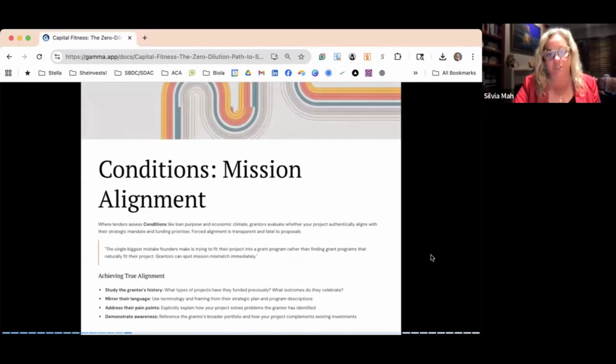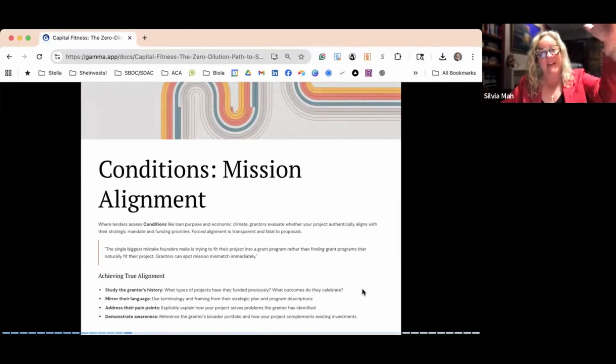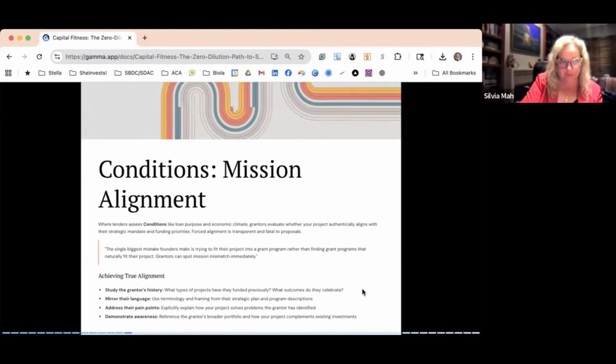Next up is the conditions, mission alignment. I've alluded to this, but basically, study the grantor's history. What types of projects have they funded previously? Usually on grantors' sites, you see a whole list. I was actually going through it this morning with somebody. They're like, okay, we have this whole list of this foundation that we're going to go after and apply for their grants. And we're going to evaluate some of these companies that they've already invested in and actually reach out to them and say, how has the interaction with that foundation been? Has it been great for you? Has it not been great for you?